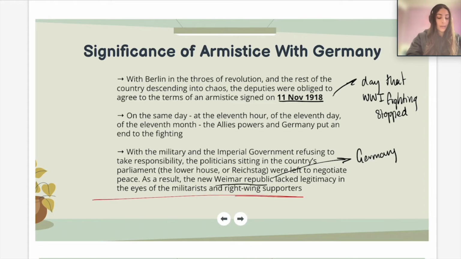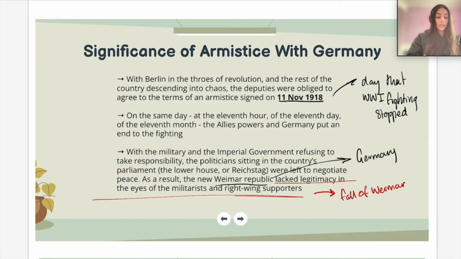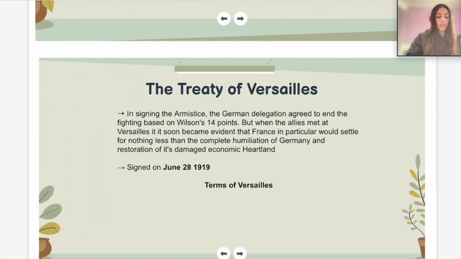This is actually a key point in the syllabus, which is that we will discuss the fall of Weimar. And this is key context to understand why the Weimar fell during the uprising of Hitler, which is later in the topic. The reason is because the Weimar was never seen as a legitimate government. It was the government that was pieced together after there was so much trouble imperially and politically in Germany. So now moving on to the Treaty of Versailles.